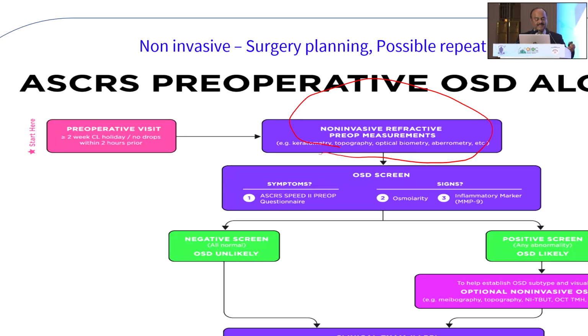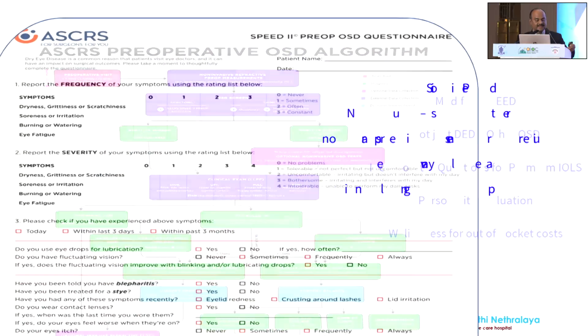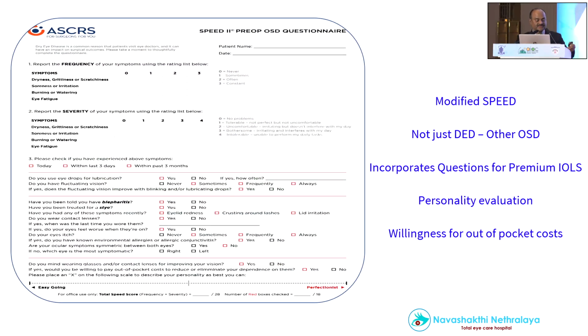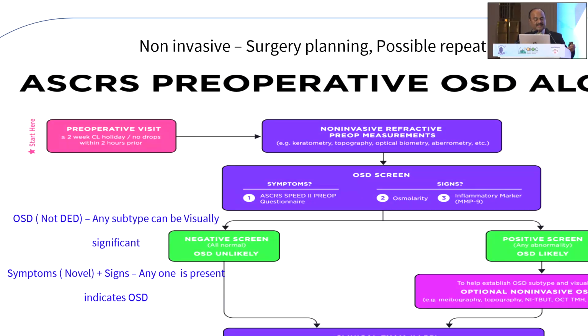Then you give a questionnaire, and while taking these readings, teach the optometrist to look for these kinds of findings. Any inferior steepening which cannot be explained, or any distortion of the mires, indicates dry eye. Give a questionnaire to the patient. What was used here was the SPEED questionnaire, which they modified and called SPEED 2, wherein they just added questions related to cataract surgery: whether the patient is willing for multifocal advanced IOLs, and whether he can pay out of pocket. This is effectively the SPEED questionnaire with this modification.